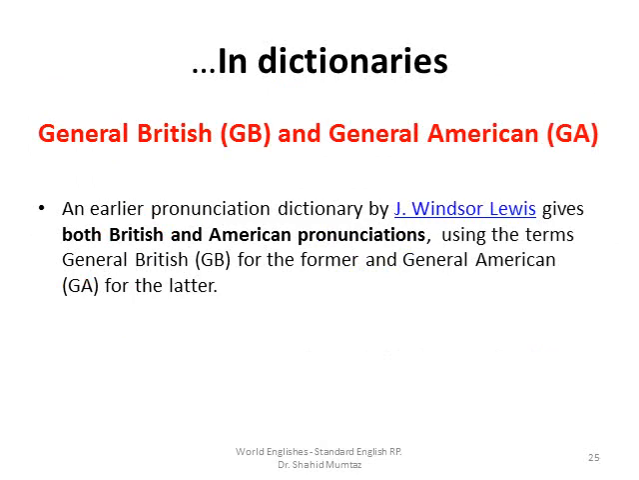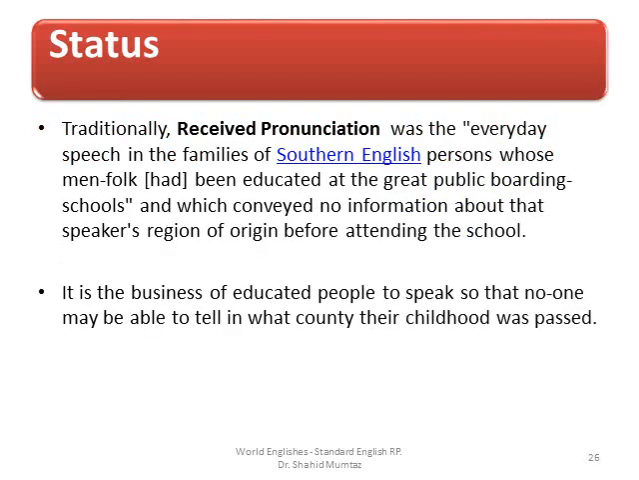An earlier pronunciation dictionary by J. Windsor Lewis gives both British and American pronunciation, using the term General British for the former and General American for the latter. So for RP, they use General British, and for the American accent they use General American. So this was the status of RP in different dictionaries.